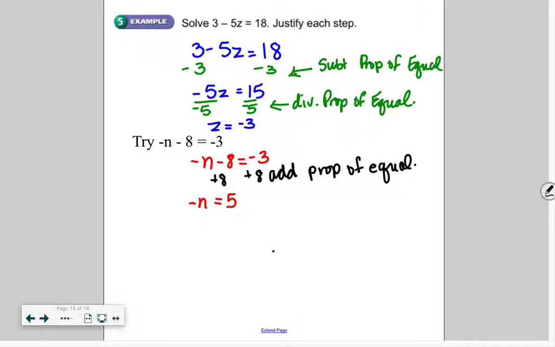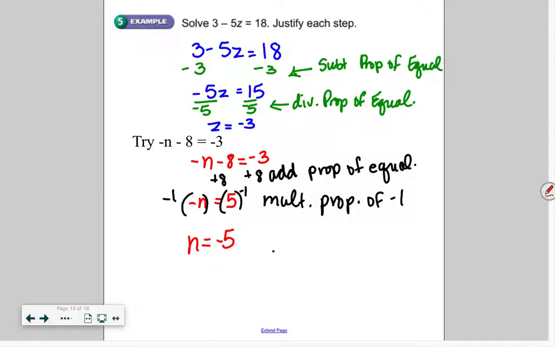How are we getting rid of that negative? Multiply times negative 1. So what property is that? Multiplication property of negative 1. Our solution, n is going to equal negative 5.